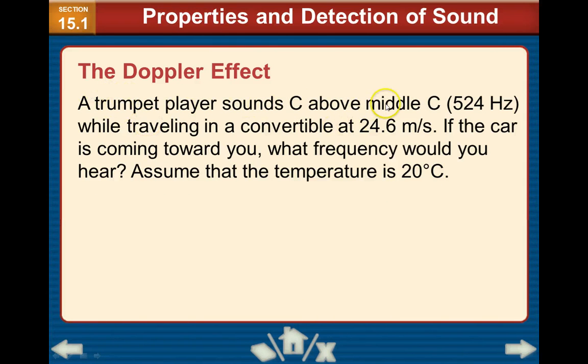So let's take a look at this. Got a trumpet player sitting in a car playing a middle C, and the convertible is traveling at 24.6 meters per second. If the car is coming towards you, what would the frequency be that you would hear? We're going to assume that the temperature is 20 degrees Celsius. Why is that important? Because we need to know the velocity of sound in the air. At 20 degrees Celsius, the velocity of sound in air is 343 meters per second.